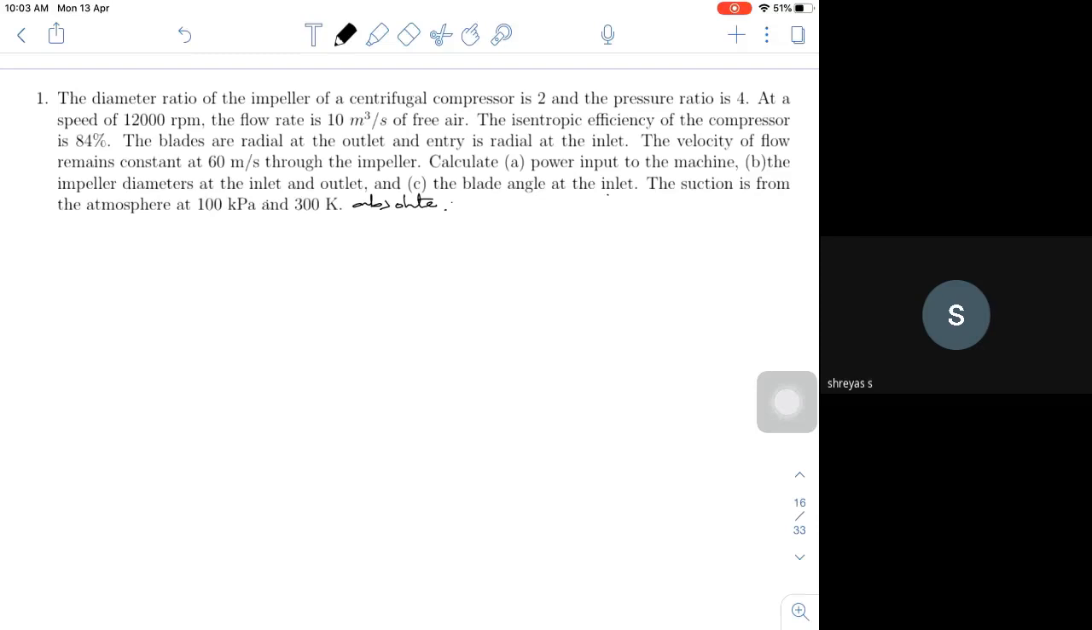The velocity of flow remains constant at 60 meters per second through the impeller. Calculate the power input to the machine. B. The impeller diameters at the inlet and outlet, and the blade angle at the inlet. The suction is from an atmosphere at 100 kilopascals and 300 Kelvin, which is absolute.